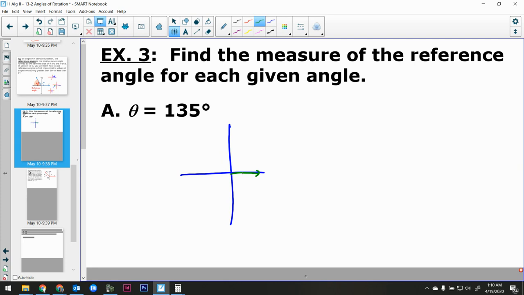Here is my terminal side. Let's see where it opens up to. Here's 90, and we have to go how much more past 90? 45 degrees past 90, so halfway through there. Okay, so it lands in quadrant 2.